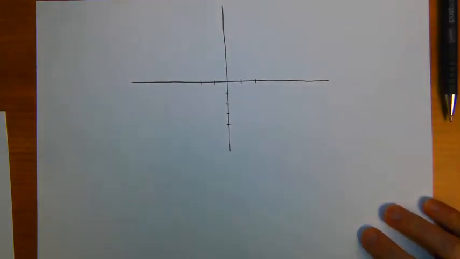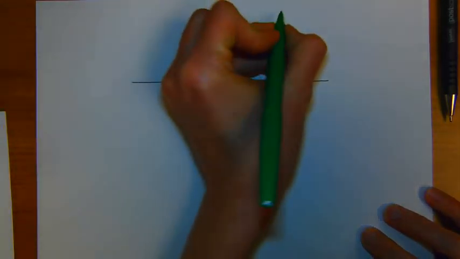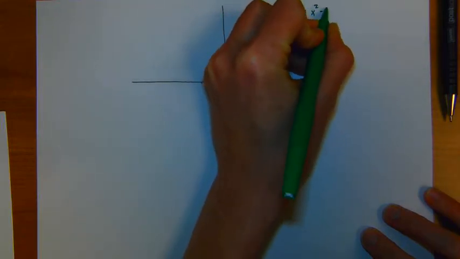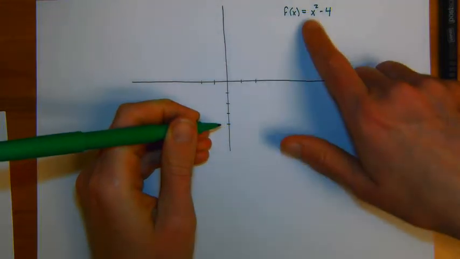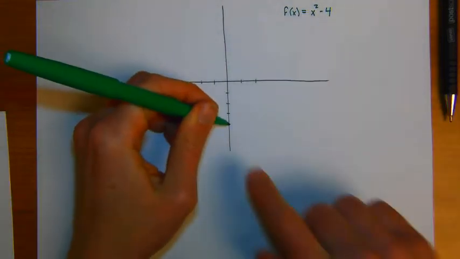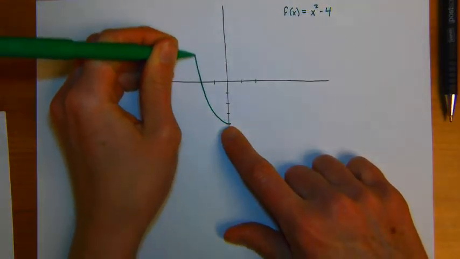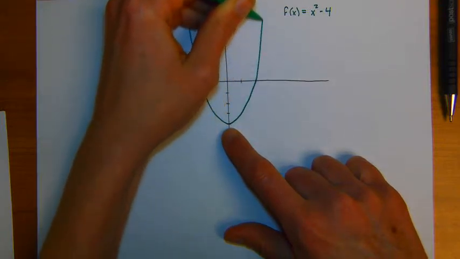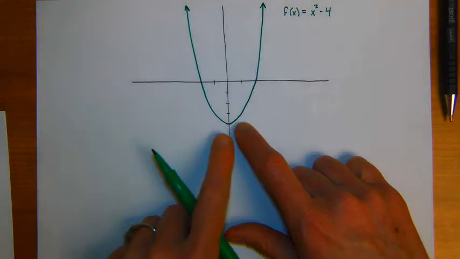So our f of x curve is a parabola. F of x equals x squared minus 4. That's an upward facing parabola that's then shifted down 4 units, and it has x-intercepts of 2 and -2. You can solve that by factoring and setting equal to 0.